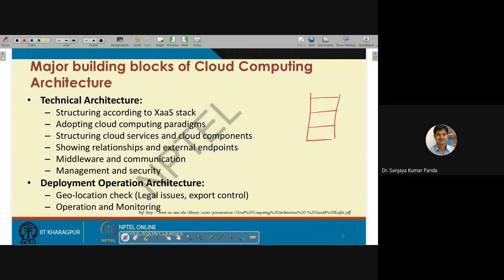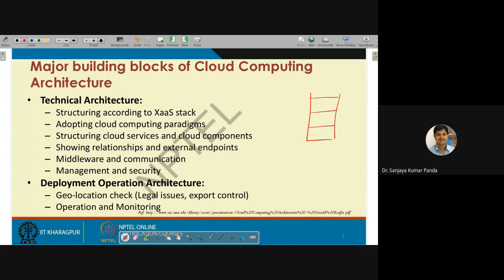So we call this the XaaS stack because we don't know whether it is infrastructure or platform or a combination of infrastructure, platform, or any type of service. And adopting the cloud computing paradigm is very much important. Most of the organizations are heading to adopt the cloud computing paradigm, which will help them to grow their business with less cost. That's why they are adopting the cloud computing paradigm.